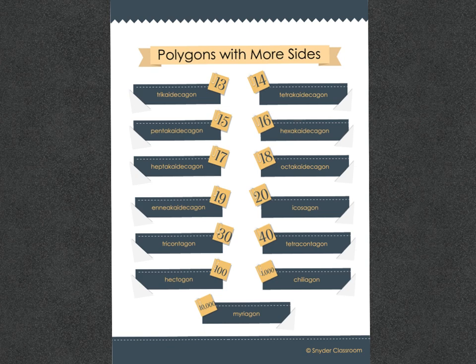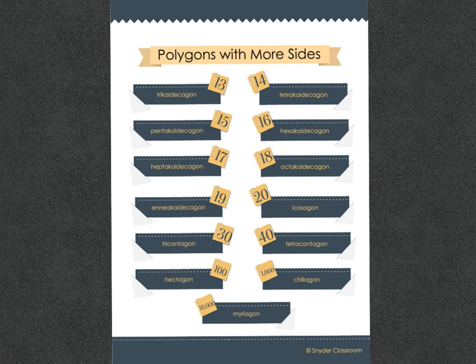It's harder to find images of these because regular tricaidecagons are just not a real common thing. So if we pull apart this word, tri meaning three, kai is like teen, so like 13, with this kai dec gets you into those teen numbers. So tricaidecagon means 13. Tetrakaidecagon is 14. Pentakaidecagon is 15. Hexakaidecagon is 16. Heptakaidecagon is 17. Octakaidecagon is 18.